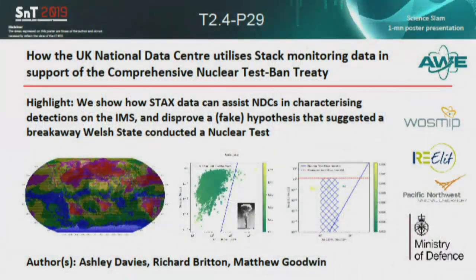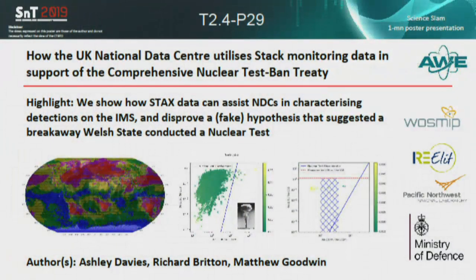Good afternoon. This poster is discussing the STAX data that Judah Fries mentioned. It's how we took a year's worth of data at the UK's NDC and developed tools to allow us to process this. We put this in context of detections in Sweden, SCX-63, and a hypothetical nuclear test to show how STAX data would be used by an NDC to disprove a nuclear test and say it has come from a medical isotope production facility. Thank you.